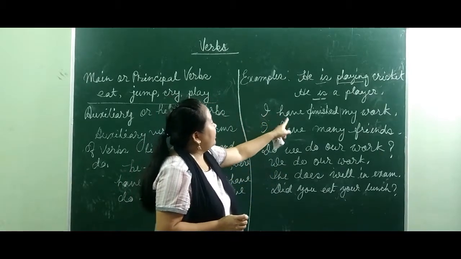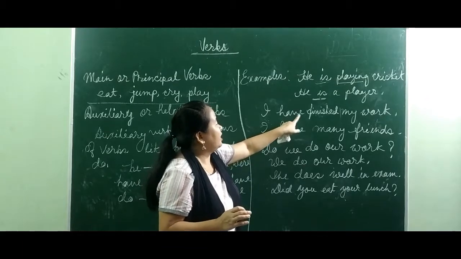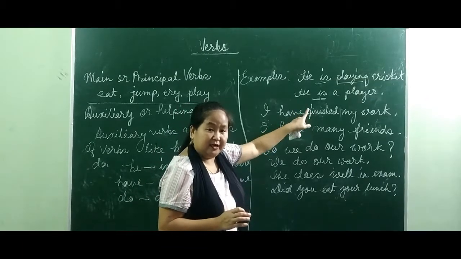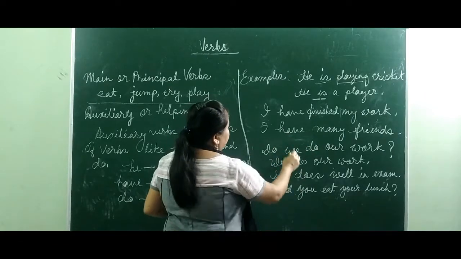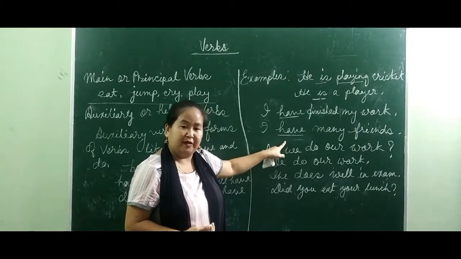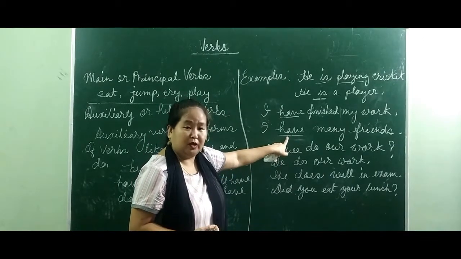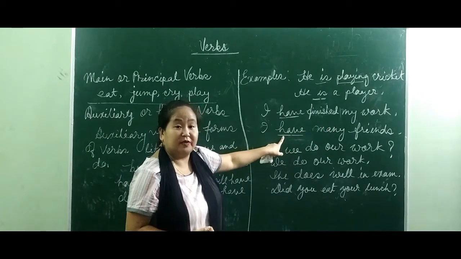I have finished my work. Now, the verb have is used to help the main verb to indicate the tense. I have finished. Here, I have many friends. Here, the same verb have is used as a main verb, the only verb here. So in I have many friends, this verb is a main verb.